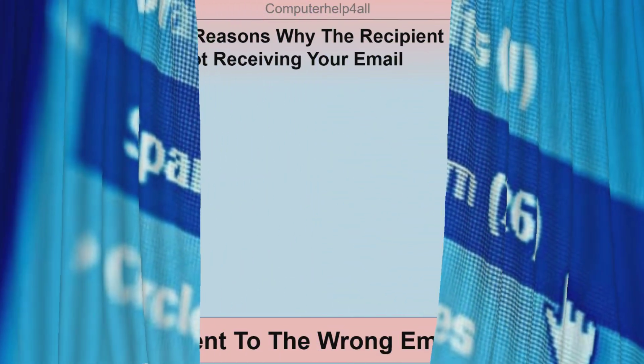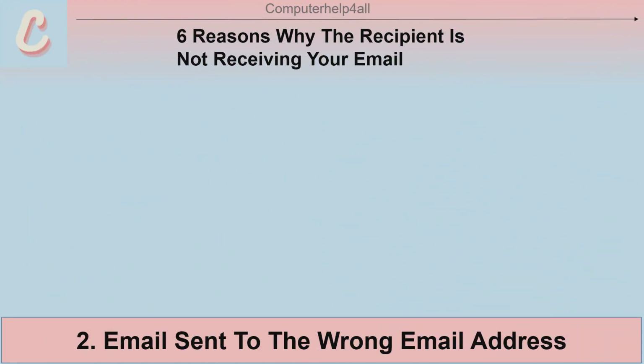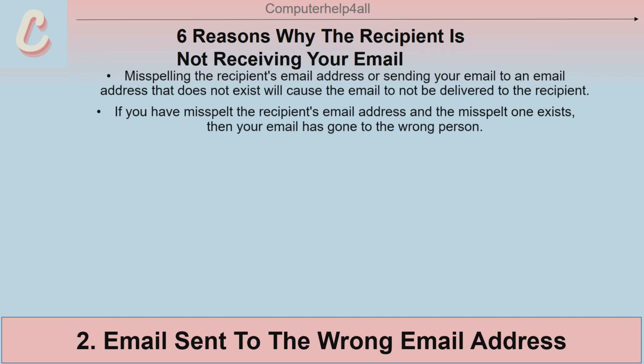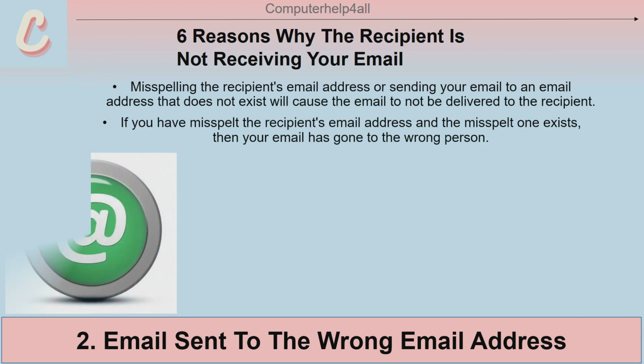Misspelling the recipient's email address or sending your email to an email address that does not exist will cause the email to not be delivered to the recipient. If the email address does not exist, your email will bounce back and you will usually receive a delivery failure message saying that the email address cannot be found or doesn't exist. If you have misspelt the recipient's email address and the misspelled one exists, then your email has gone to the wrong person. This can be risky, especially if the email contains personal information.